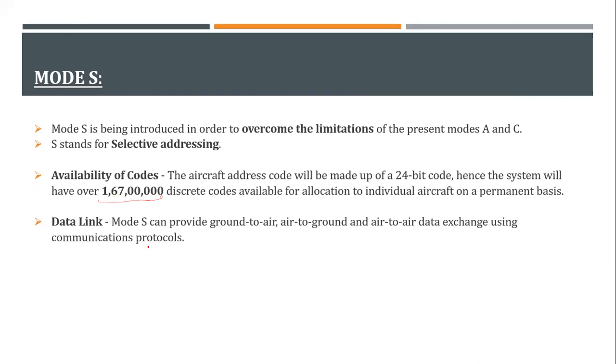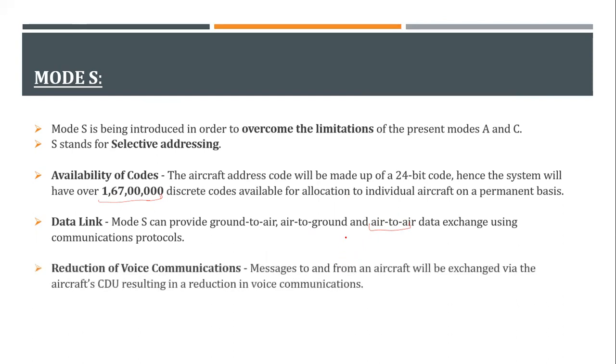Mode S can provide ground to air, air to ground, and air to air also. Air to air means that one aircraft can supply information to the other aircraft. So without the involvement of the ATC, the aircraft would know the other aircraft's intentions, the flight level, the call sign. That is called data link. We'll see how it works.